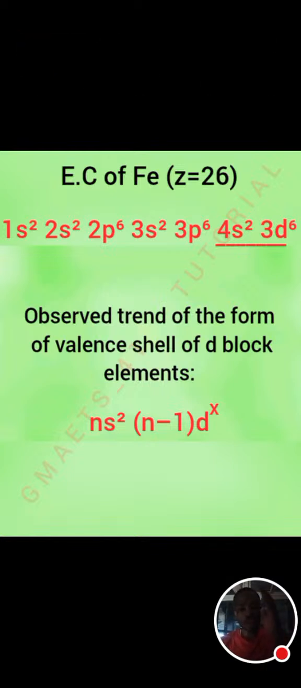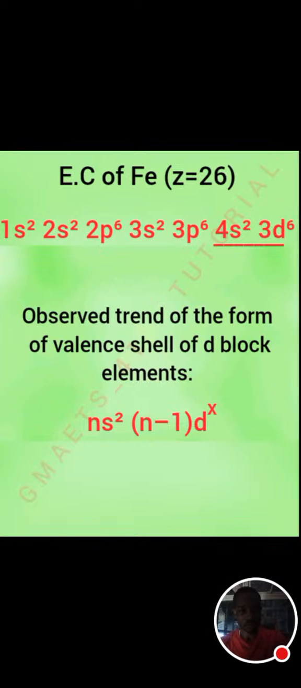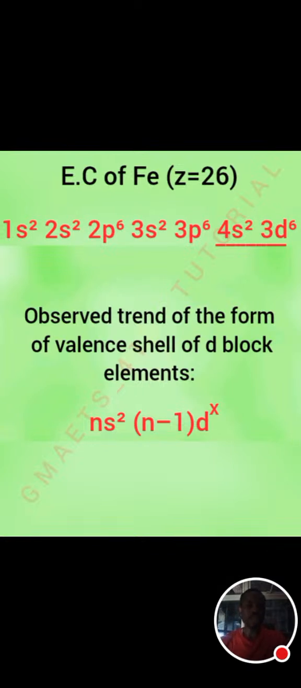And once you know the valence shell of an element, all you now need to do to get the number of electrons is simply to add the number of electrons you have there. Just count them. In this case, it is 2 plus 6, giving you 8. So that is the reason why we can comfortably say that iron is in group 8 of the periodic table.